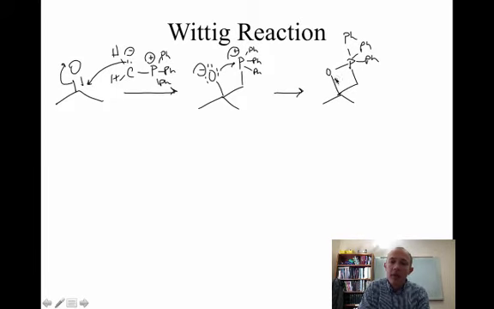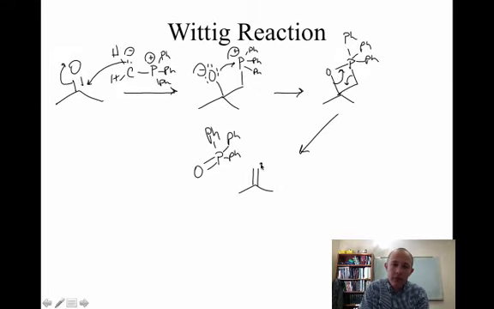Okay, and then what can happen now is this ring is very, very strained. So what it wants to do is relieve that strain, and one way it can relieve that strain is by these 2 electrons becoming our phosphorus-oxygen double bond, and these 2 electrons becoming our carbon-carbon double bond. So very simply, at the end of the reaction, we have a carbon-carbon double bond here, and a phosphorus-oxygen double bond here, and those are our products. This carbon has 2 hydrogens on it, and those are our 2 products of our Wittig reaction.